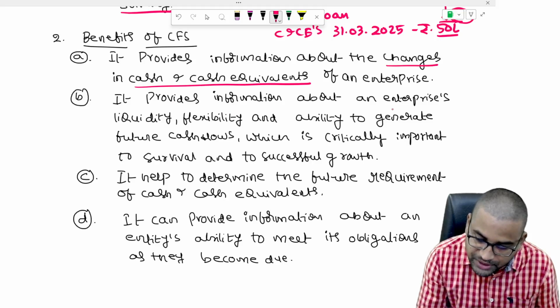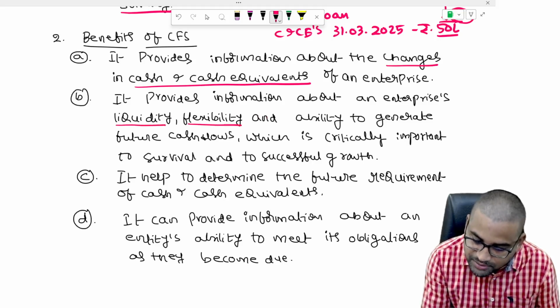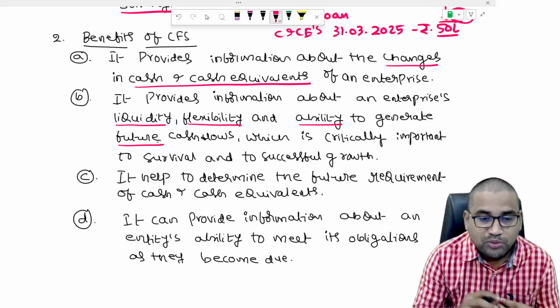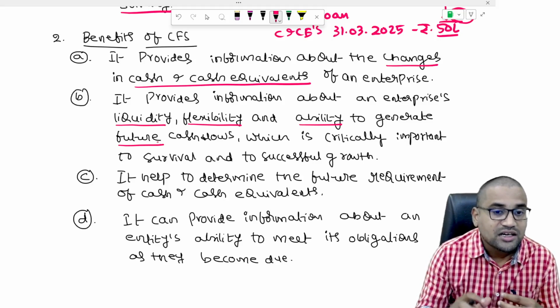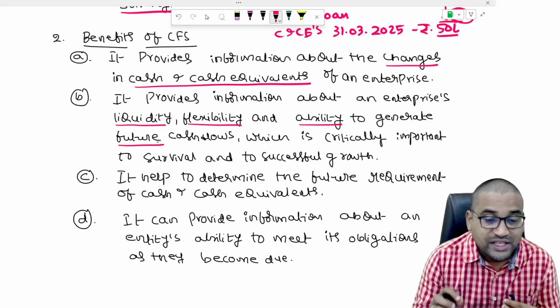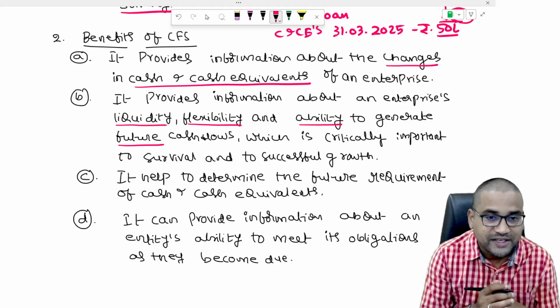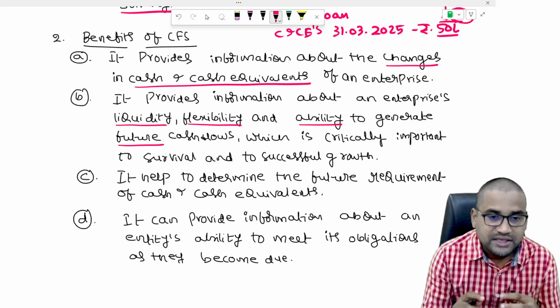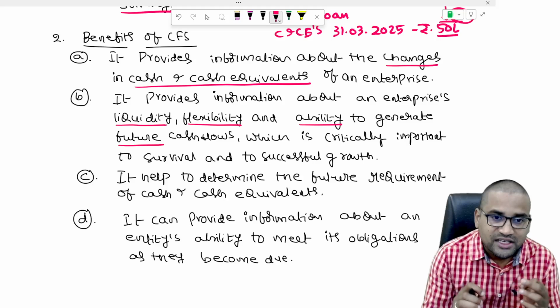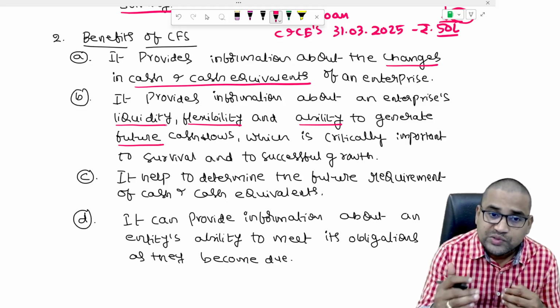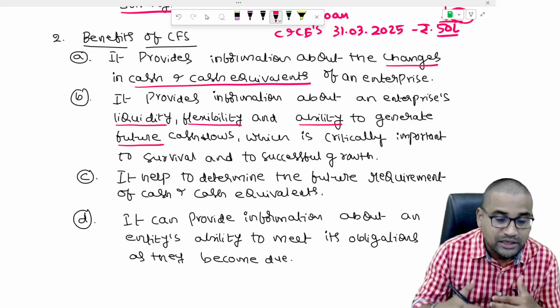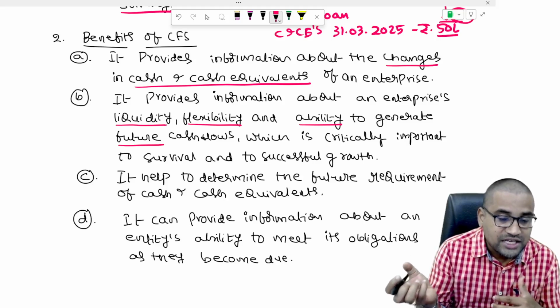Second, it provides information about enterprise liquidity, flexibility, and ability to generate future cash flows. Sir, Reliance company, how much is its ability to generate future cash flows? How much cash is it generating every year? Tata company, how much cash is it generating every year? Whether it is generating sufficient cash to meet its liquidity. For example, Reliance company expenditure per annum is, say, 50,000 crores, but they are generating cash of 40,000 crores only. So therefore there is a shortage of 10,000 crores of cash. Now how are they going to meet this shortage? They will improve their future cash generating ability.